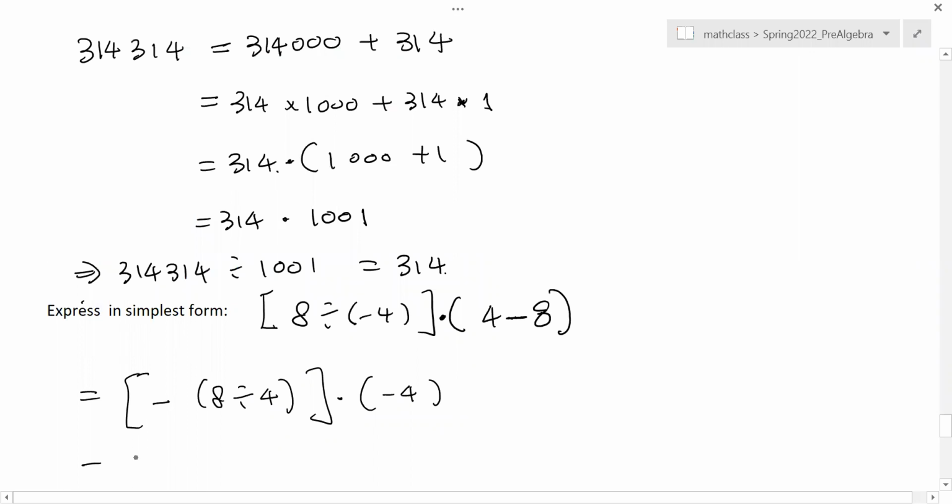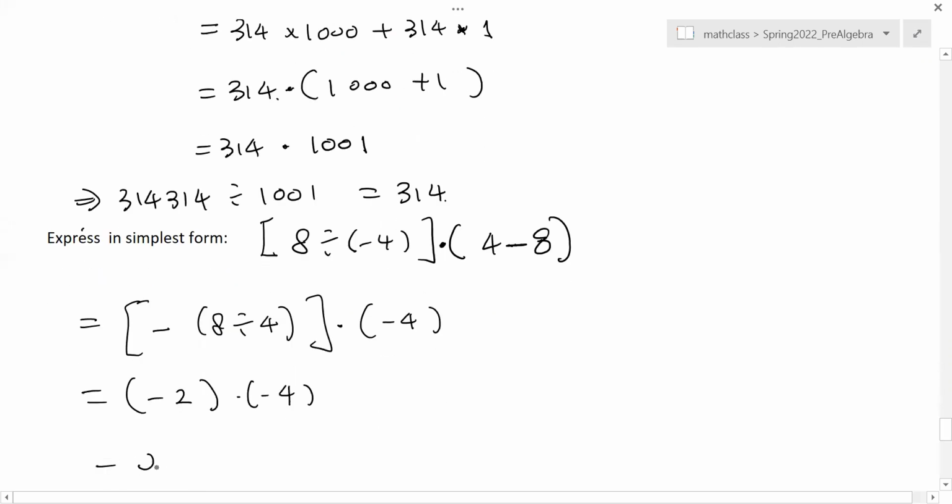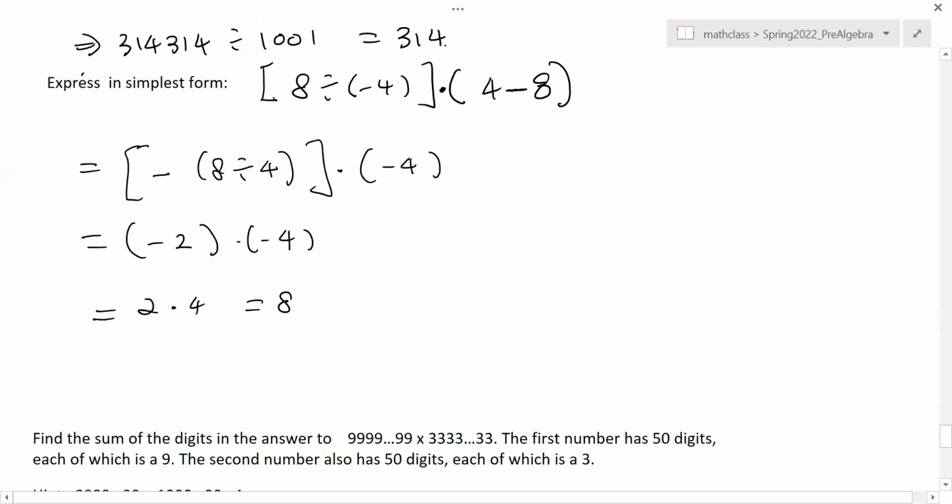So 8 divided by 4 is going to be 2. Now you have a negative, right? So both negatives make it positive: 2 times 4, and that is going to be 8. All right. Great.